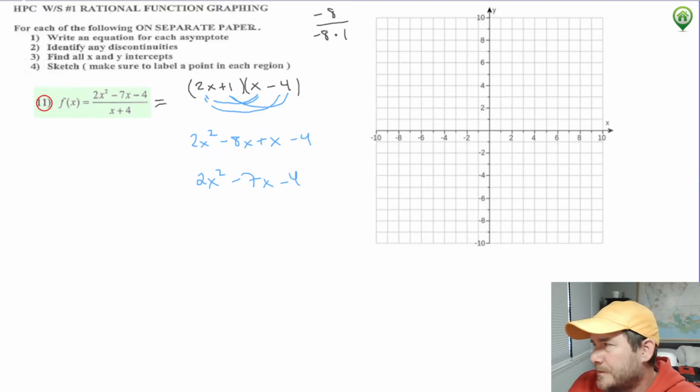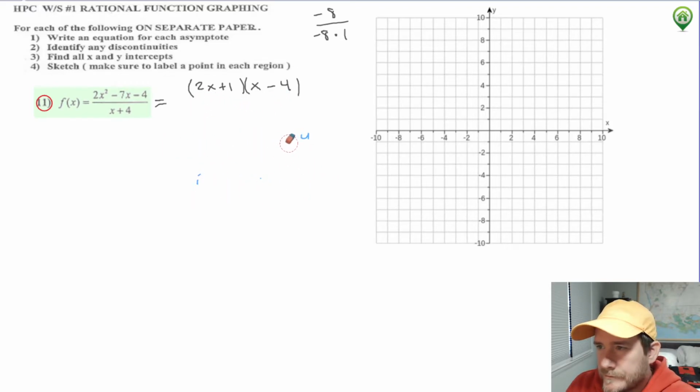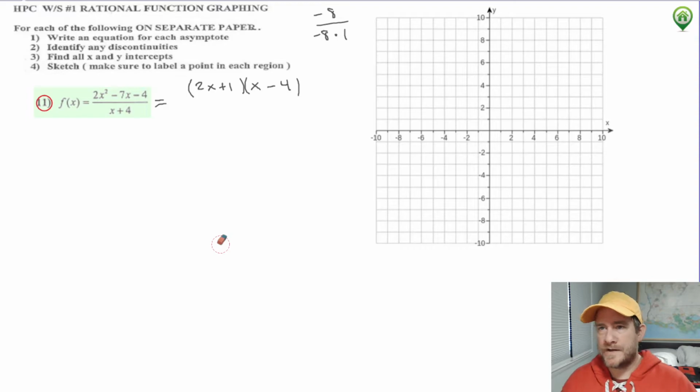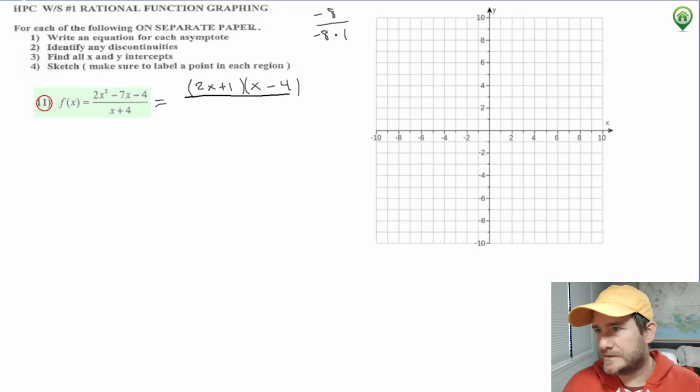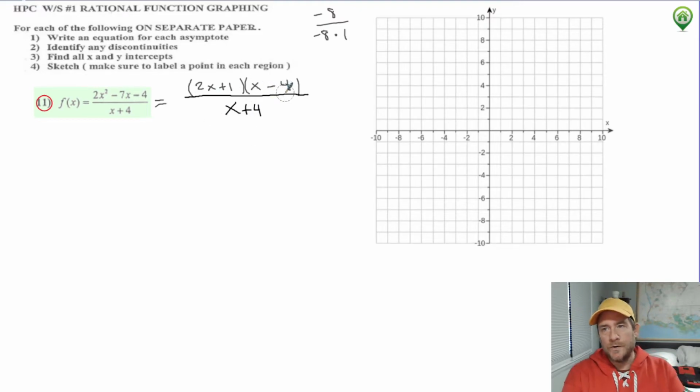Get rid of all this blue. Okay, and so that puts all of this over x plus 4, which means we are staring down the barrel of another problem that's not so terribly interesting. Because I do not have a hole. And that's fine. Maybe I still cross the slant asymptote. Maybe I do. Let's find out.